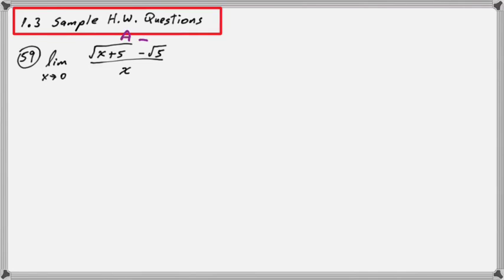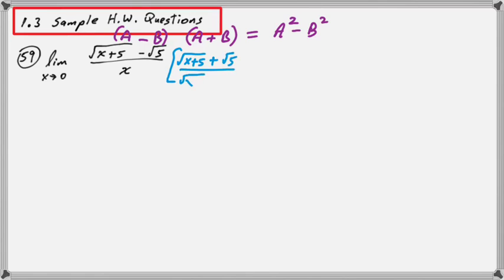The conjugate of A minus B is going to be A plus B. When you multiply these, the result will be A squared minus B squared. Now, what is A? A is the radical x plus 5 plus B, the radical 5. So instead of radical minus the radical, it's the radical plus the radical.